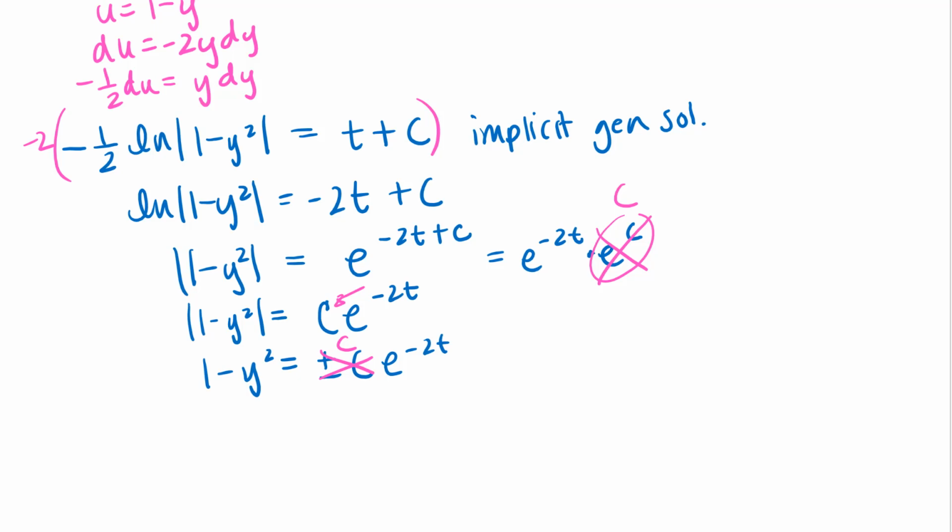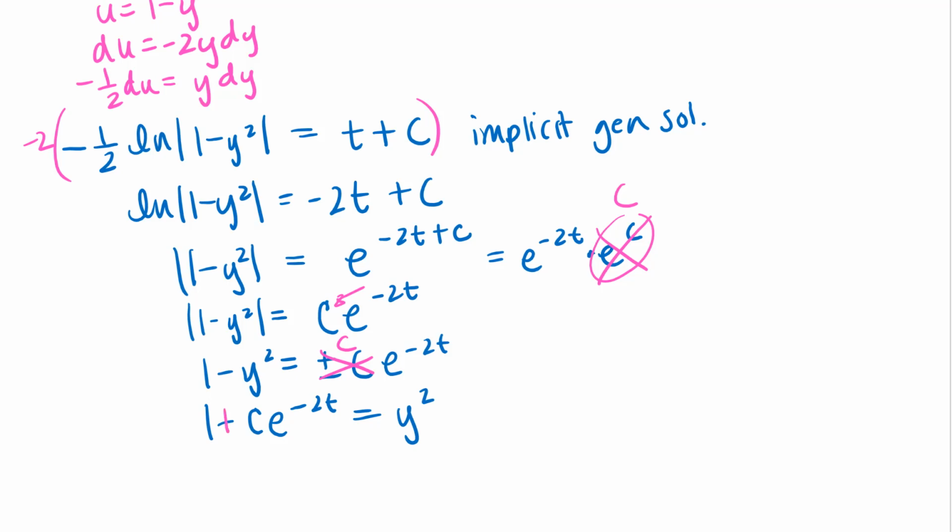So there's a couple different ways you could handle the algebra here. I'm going to subtract c e to the negative 2t from both sides and add y squared to both sides. Again here, minus c or plus c, c represents all possible constants, so I'm going to just replace that with a plus c.